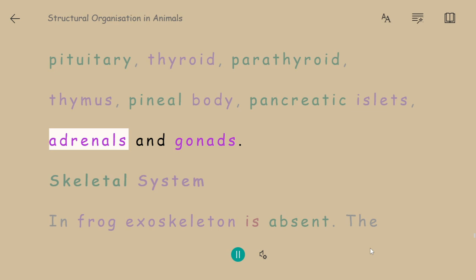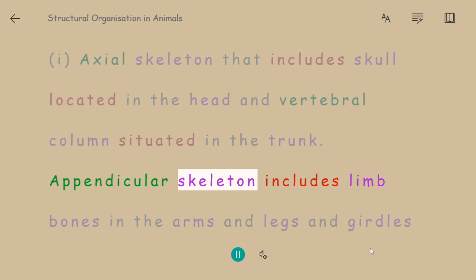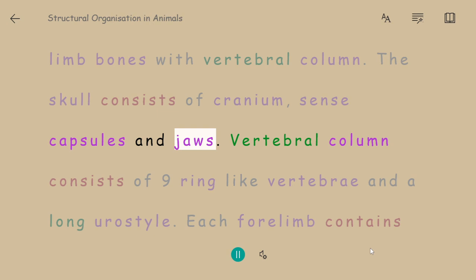Skeletal system. In frog, exoskeleton is absent. The endoskeleton has two parts. One, axial skeleton that includes skull located in the head and vertebral column situated in the trunk. Two, appendicular skeleton includes limb bones in the arms and legs and girdles, pectoral and pelvic, that connect the limb bones with vertebral column. The skull consists of cranium, sense capsules, and jaws. Vertebral column consists of 9 ring-like vertebrae and a long urostyle.